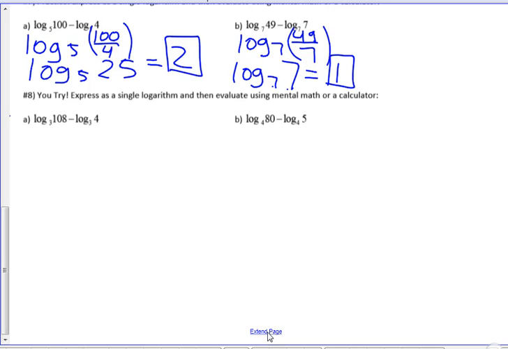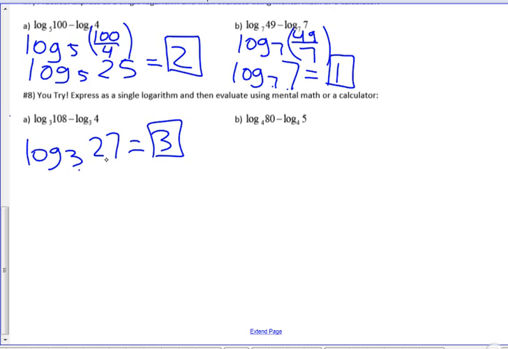All right, we good? Ready? Okay, the first one, how did you combine 108 and 4? You divided them. Why did you divide them? Because the minus sign. Good. So when you divided them, you end up with log base 3 of what value? 27. Good. And this is equal to what? 3. Because 3 raised to what is 27? 3 raised to 3 is 27.